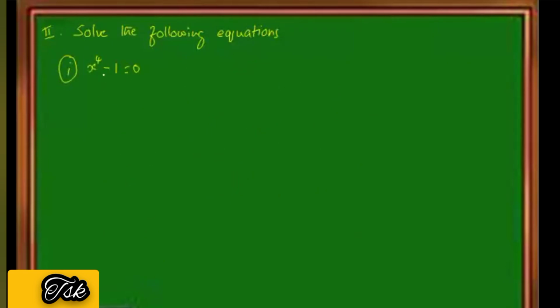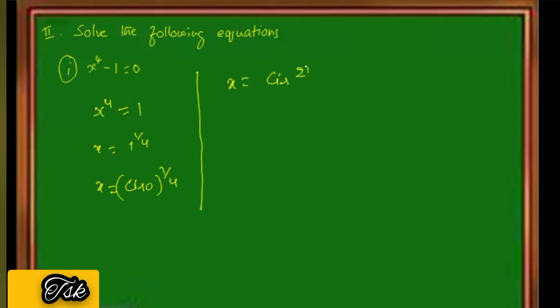Solve the following equations. First one, x power 4 minus 1 is equal to 0. x power 4 is equal to 1. x is equal to 1 to the power of 1 by 4. x is nothing but 1 whole to the power of 1 by 4. Next, we have already done this modulus. x is equal to cis of 2k pi plus 0 by 4, where k is equal to 0, 1, 2, 3. You can substitute and write, or else you can leave it here.